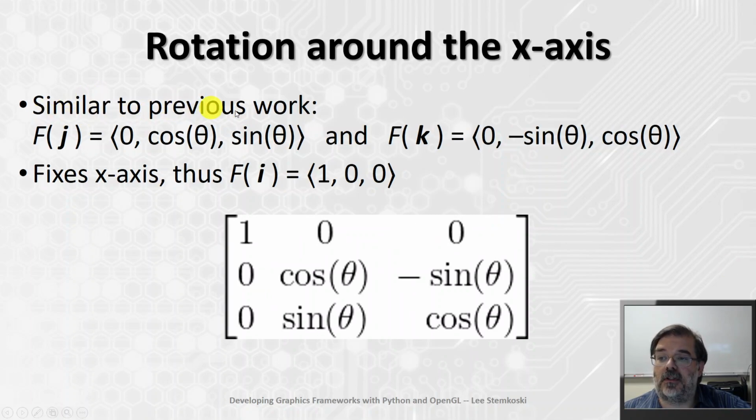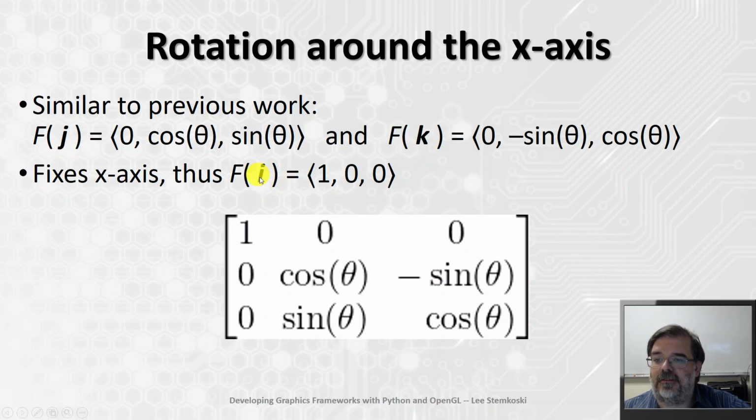This is very similar to our previous work. You could draw a very similar diagram, but instead of having an x-axis and a y-axis, since we're going to rotate around the x-axis, x is fixed, so we really only need to know what happened to the y-axis and the z-axis. Those are the two complicated ones.